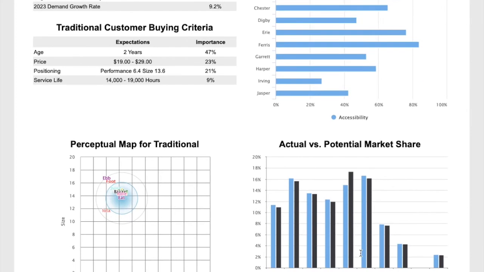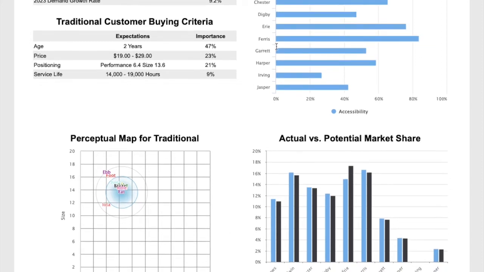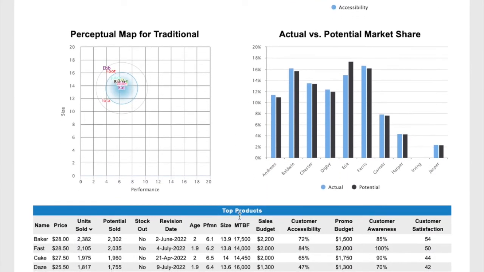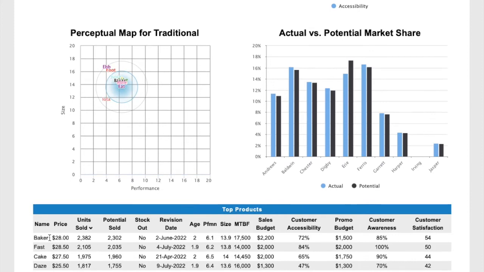So we come to the traditional segment analysis. Looks like Team Ferry has the most sales in this market, and from Team Ferry we have Fast. Fast and Baker have really good sales and good customer awareness, customer accessibility, and customer satisfaction. And hopefully over the 8th round, customer satisfaction will improve, and awareness and accessibility will definitely improve.